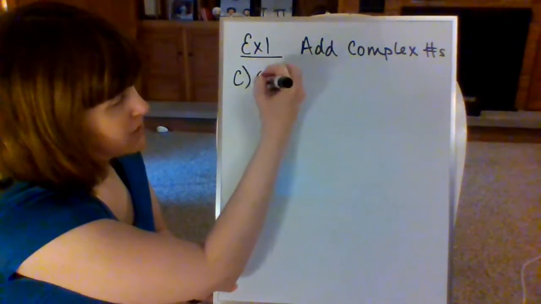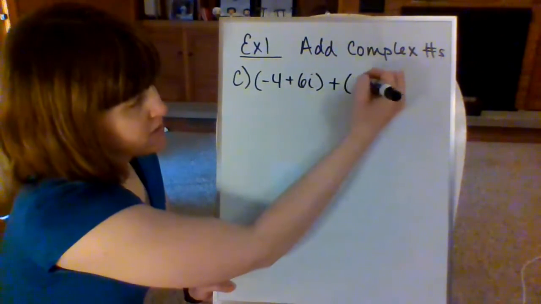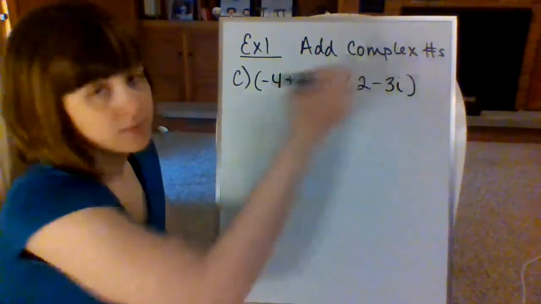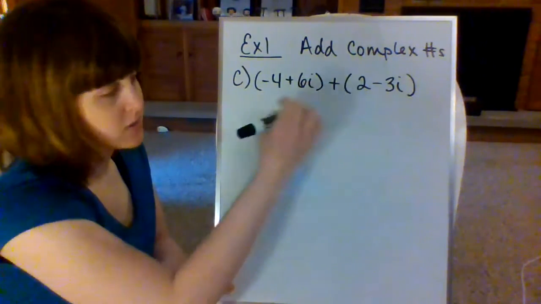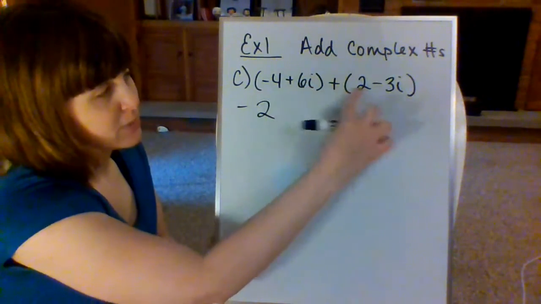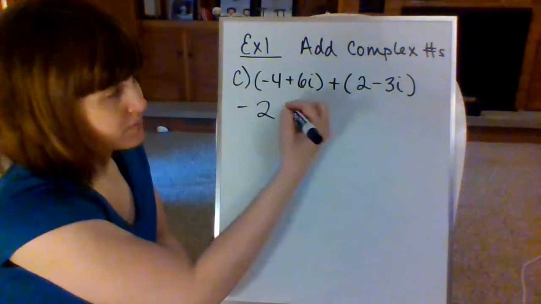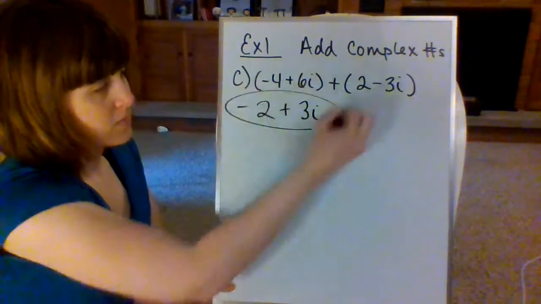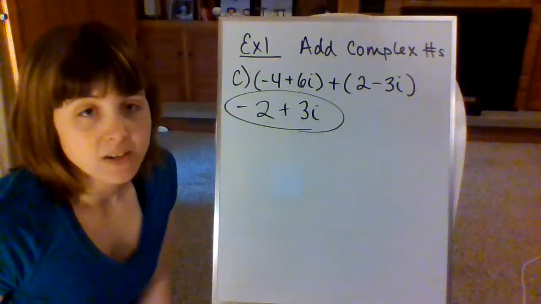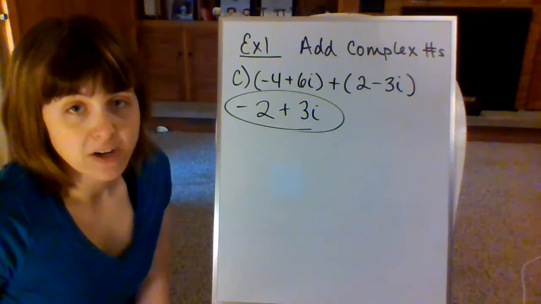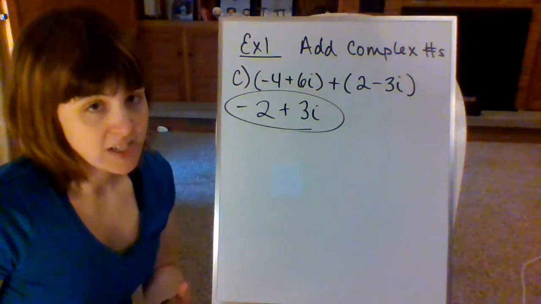Alright, so the third part says negative 4 plus 6i plus 2 minus 3i. So negative 4 plus 2 is negative 2. And 6i plus negative 3i is 3i. Okay, so that's it. Now, sometimes we're going to have situations where either the real parts will cancel out or the imaginary parts will cancel out. And we're going to see that on part D.